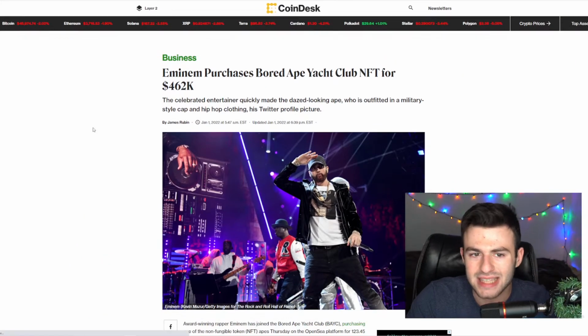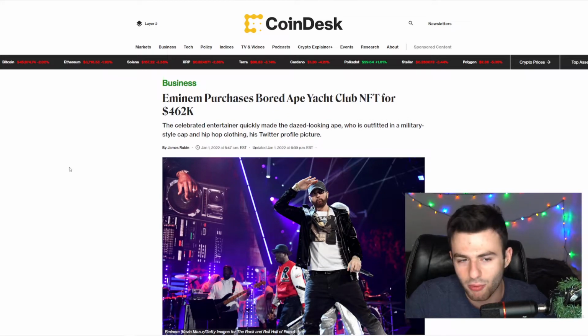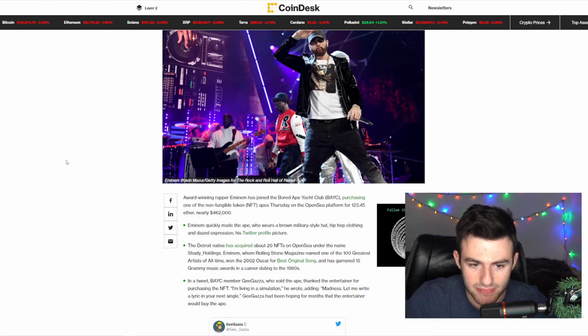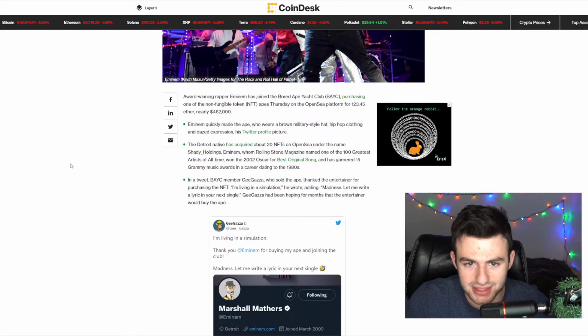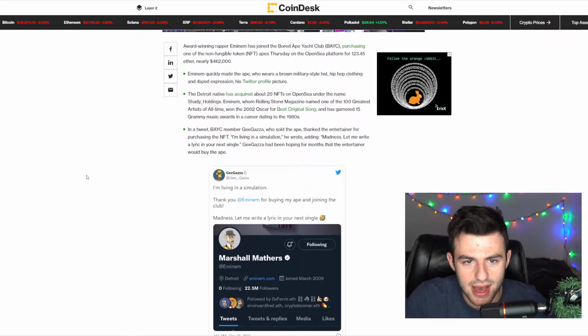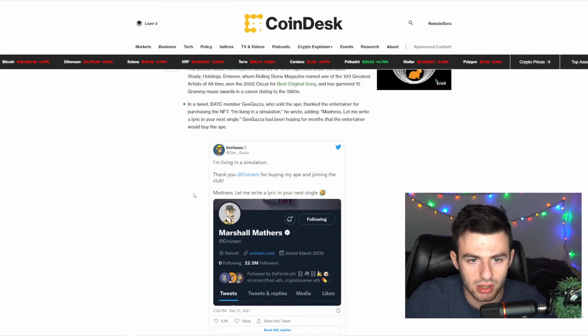In other news, folks, Eminem has actually purchased a Bored Ape Yacht Club NFT for $462,000. This guy definitely does have a good deal of money, I would say, from a lot of streams on his music career and whatnot. So he spent 123 Ethereum on this, almost $462,000. He changed it to his Twitter profile picture, all of that.